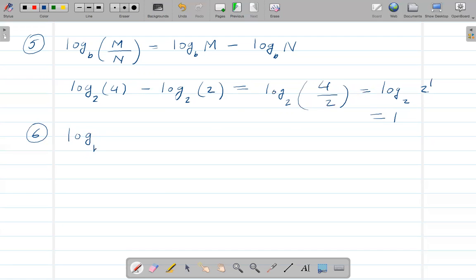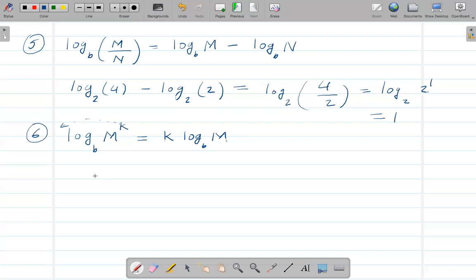Log base b of m to the power k. This is another property. In this case, the thing on the power, we can bring this down here. So this is also k times log base b of m.